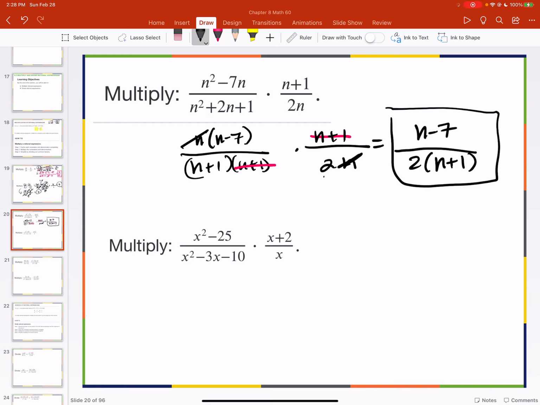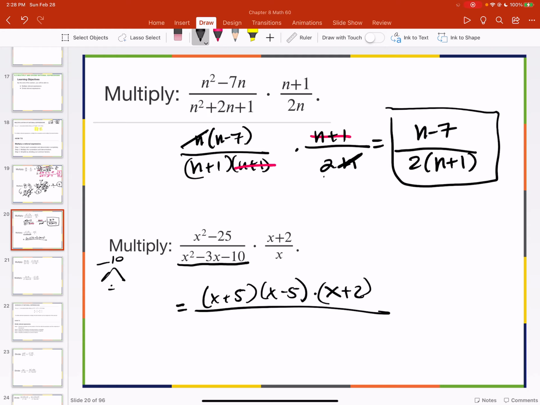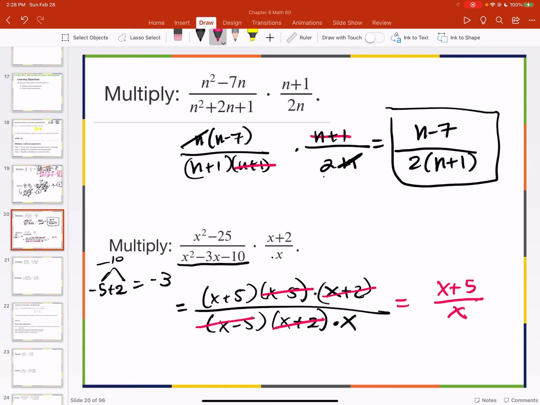All right, let's do a couple more. So factoring each part individually. Here in the top left, you have x plus 5, x minus 5, then times x plus 2, right? Which is from the other one, all over, and then what does this factor out to? Negative 10 that adds to negative 3. So that's negative 5 and positive 2. So you have x minus 5, x plus 2. And then, of course, that's times x, right? So then the ones in common cancel. These x plus 2's cancel out. These x minus 5's cancel out. And you're left with x plus 5 over x.